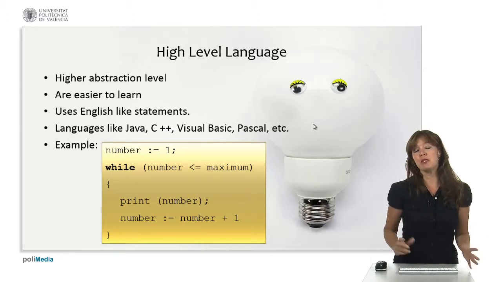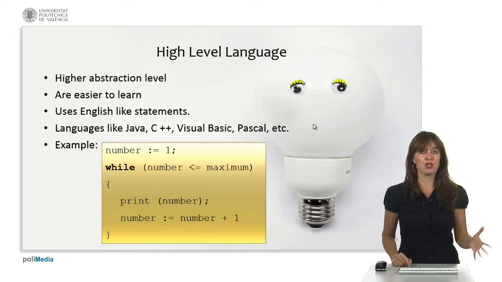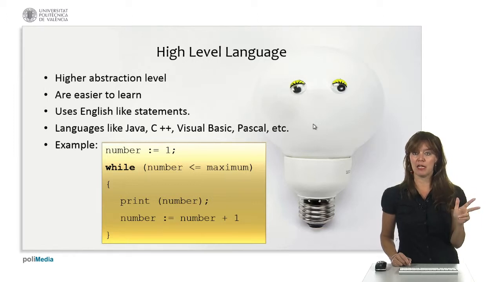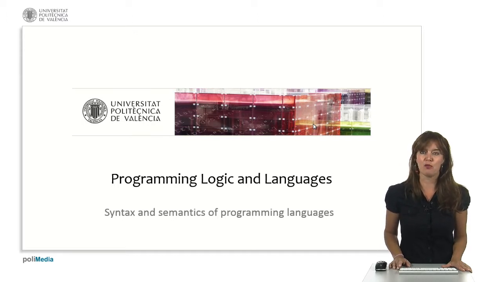This we typically find in languages such as Java, C++, Visual Basic, Pascal, and so on. These are all high-level languages. So we've seen programming languages: machine language, assembly language, and high-level language. In the next section, we will talk a little bit more about syntax and semantics of these programming languages.